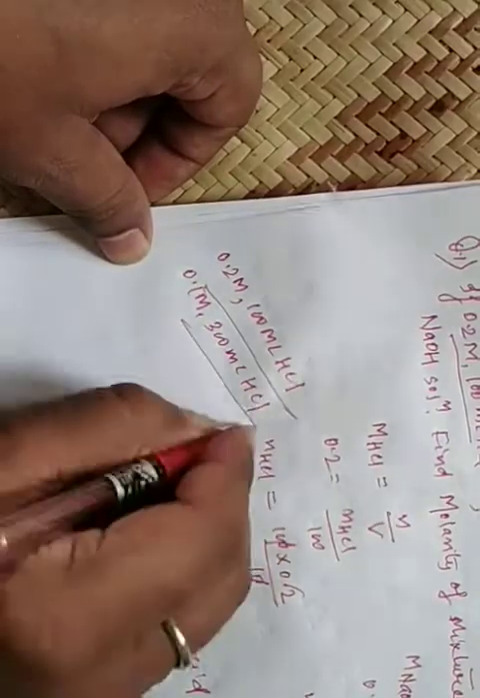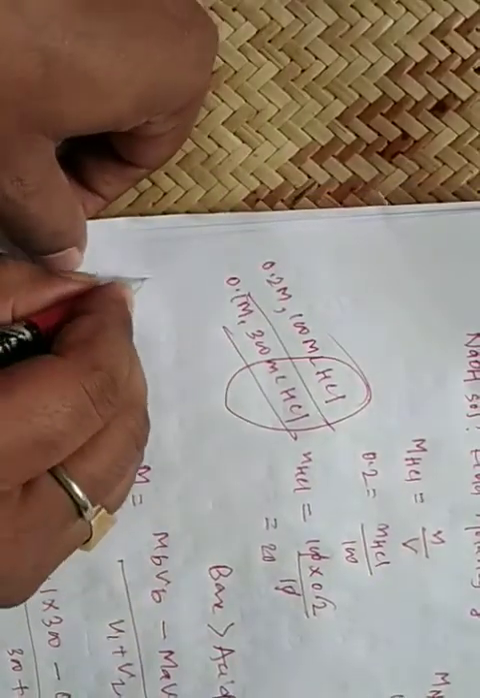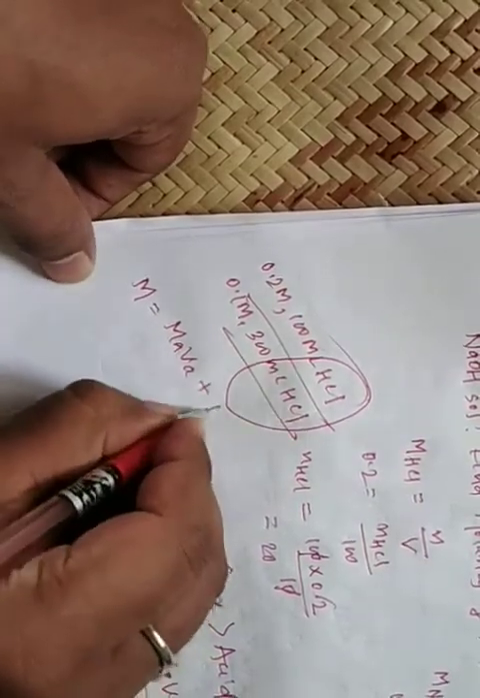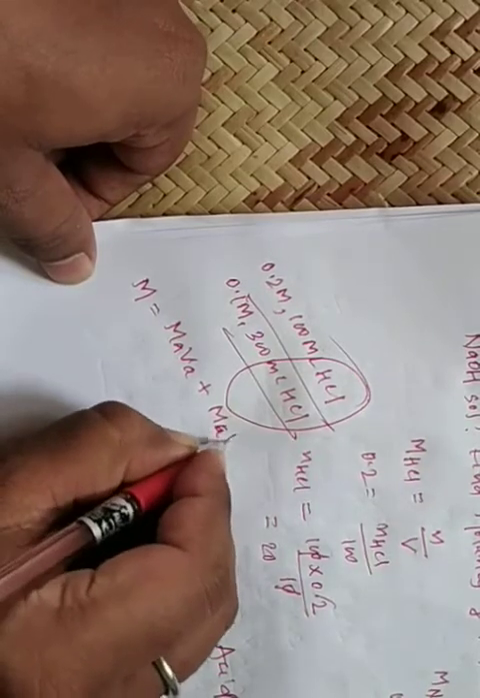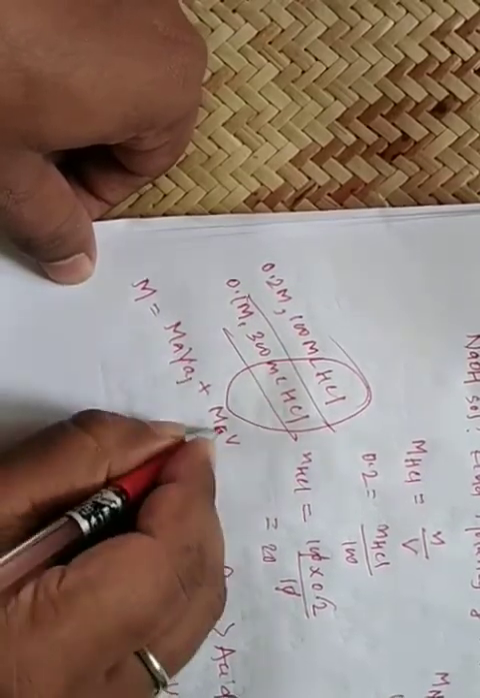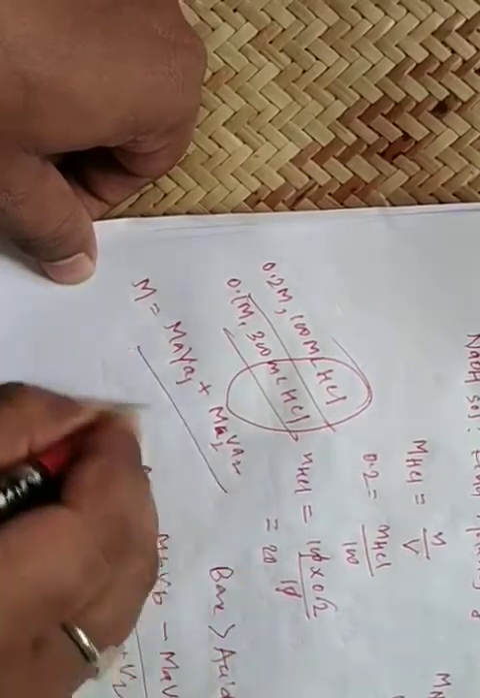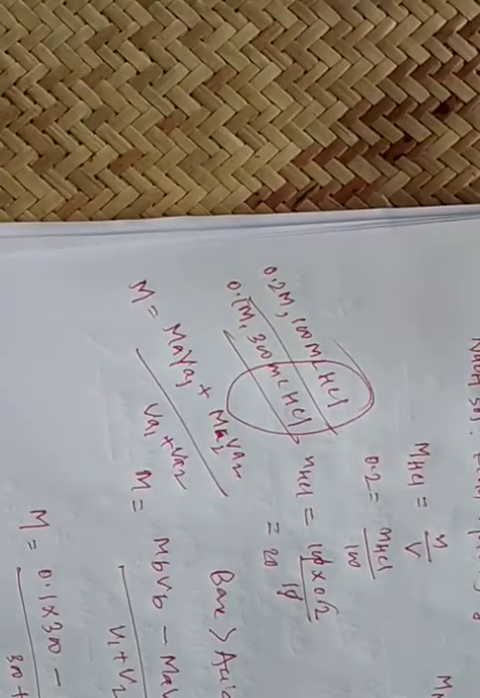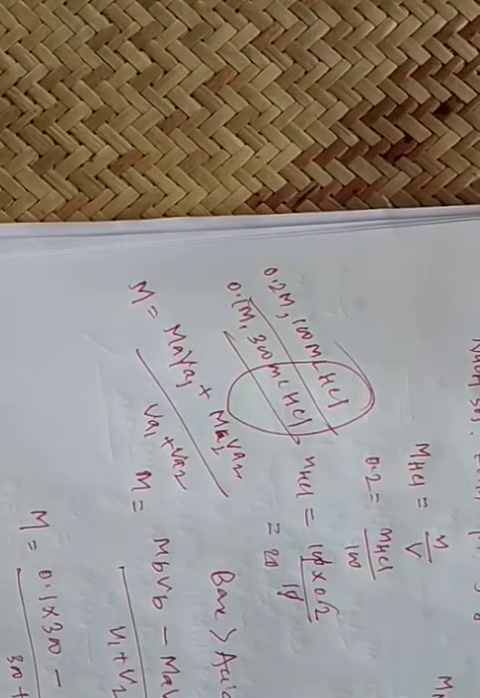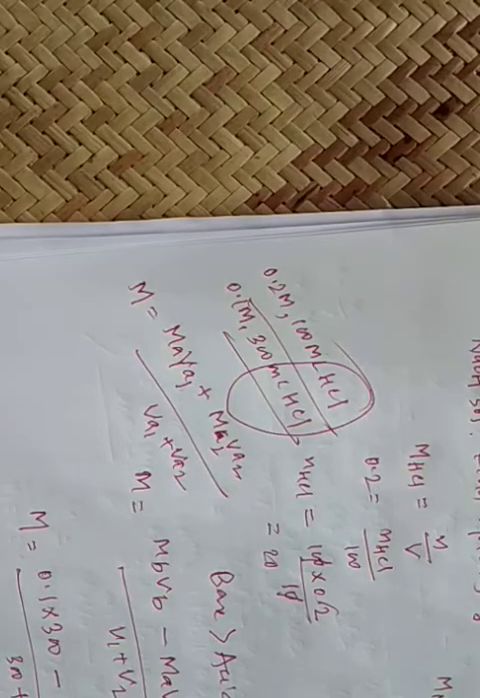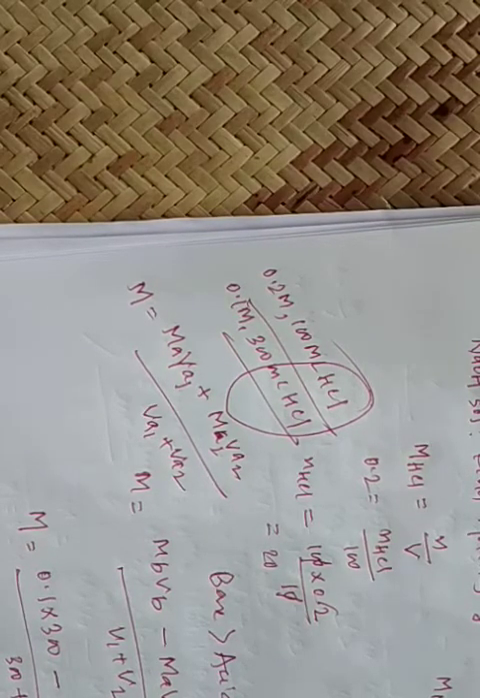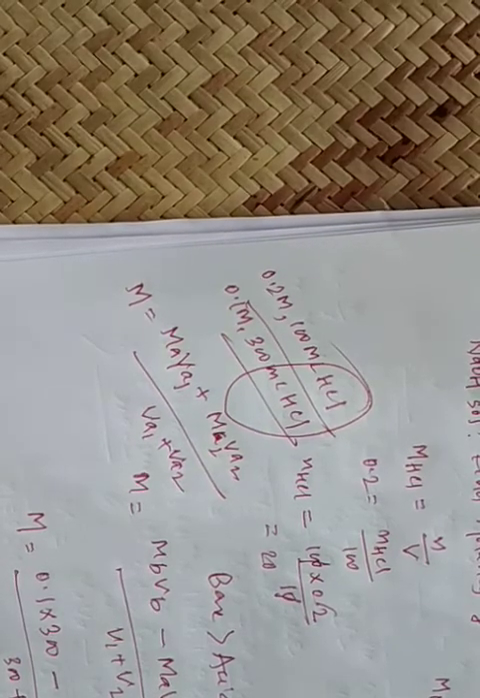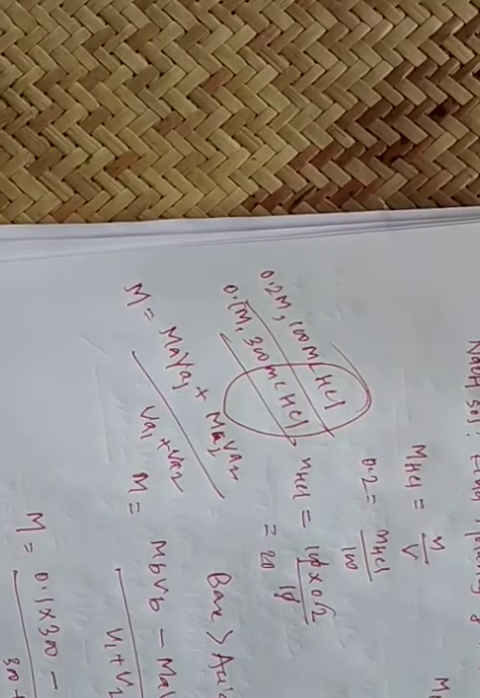So if you have both acids, we can write the formula: Ma1Va1 plus Ma2Va2, always addition, divided by Va1 plus Va2. Clear? Easy. If you have both acids or both bases in the question, just write the formula. Simple. Addition is there, no subtraction. Okay, clear? So this is a full explanation of the molarity topic. Okay, students? Okay, thank you.